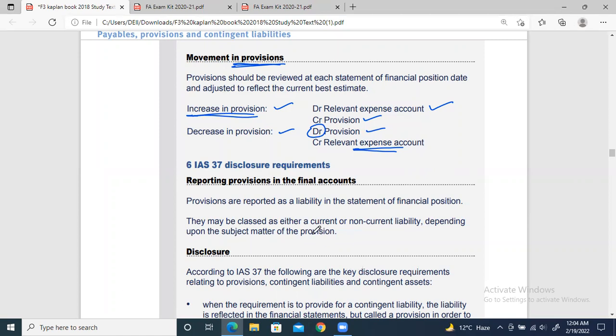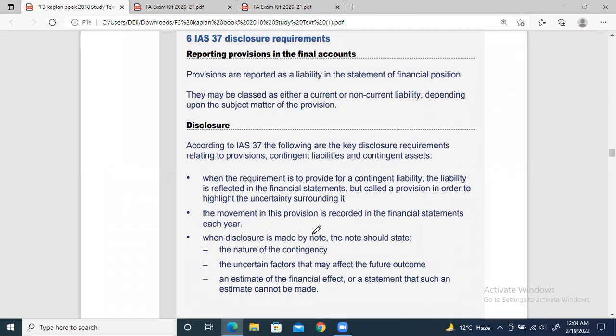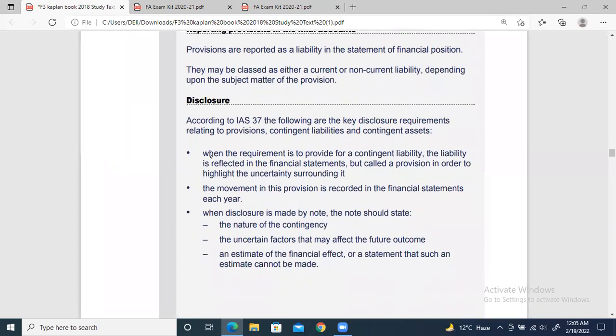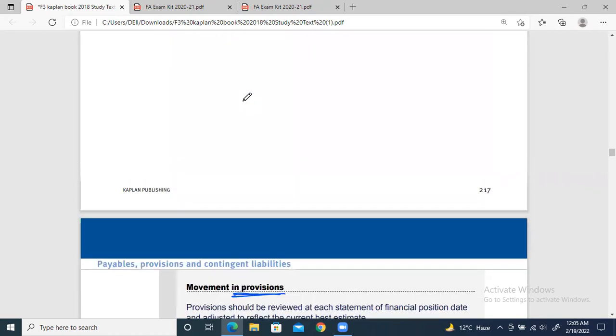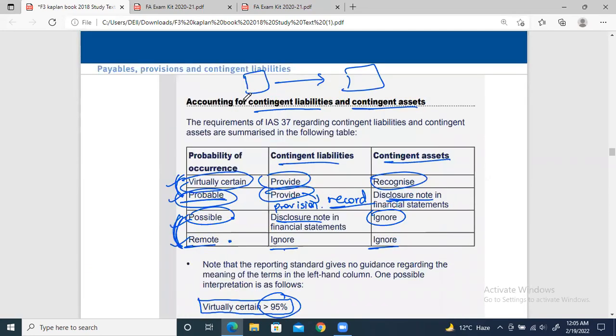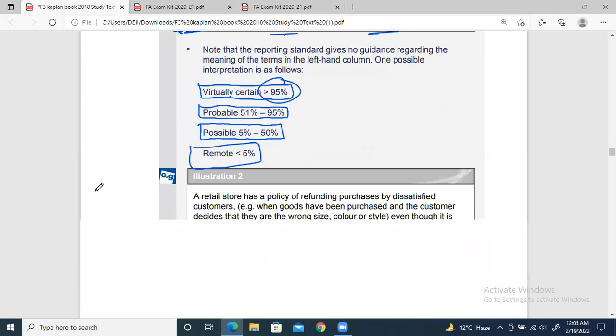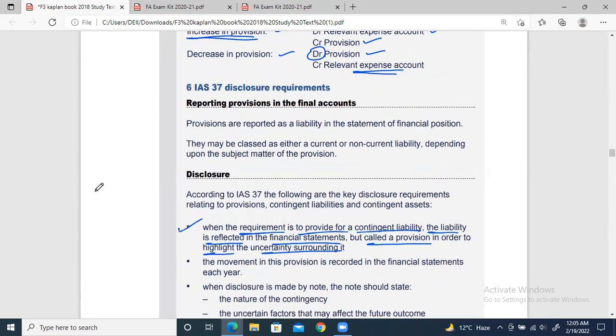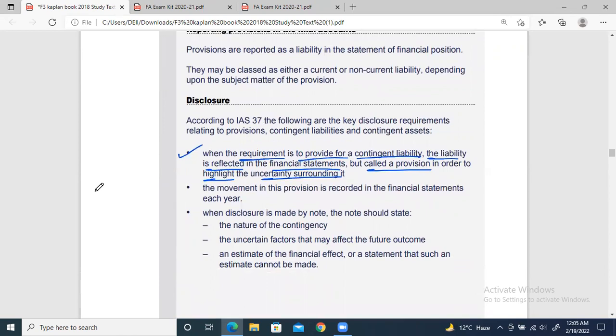Now, the last thing that is left over here is IAS 37 disclosure requirements. Again, this is a theoretical thing. What things do we need to keep in mind as a company when we are disclosing to the shareholders? First thing is, when the requirement is to provide for a contingent liability, the liability is reflected in financial statements, but called a provision in order to highlight the uncertainty around it. The word provide that we read in this table means that actually we are recognizing a liability, but we are calling it a provision, because obviously there is a fact that cannot be denied, that we don't know the timing as well as the amount. Both things are not known.